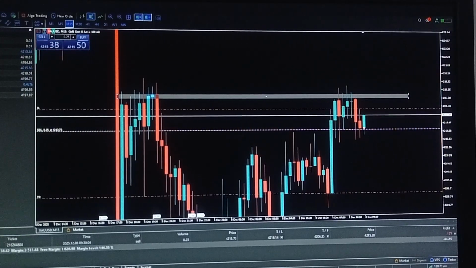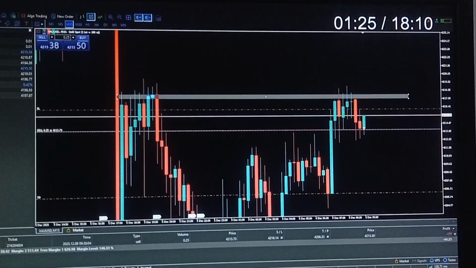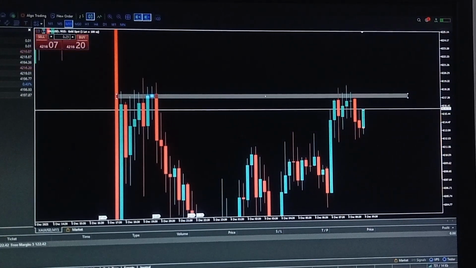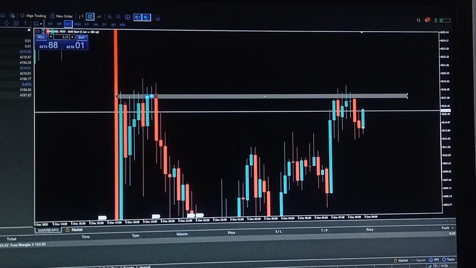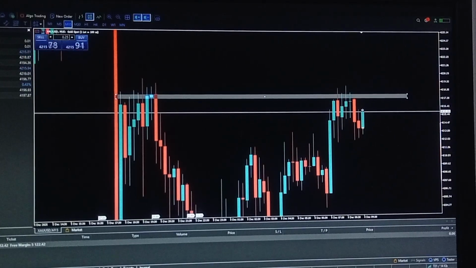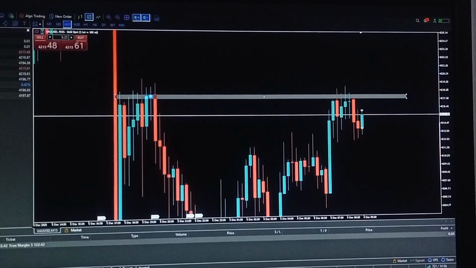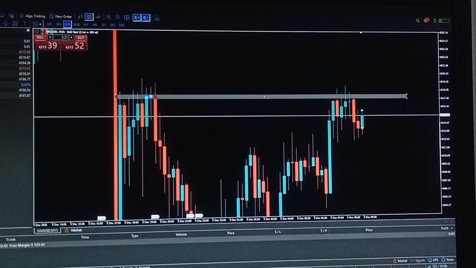It started to move up. At this point, I was losing $44, and then it started to retrace more. It took out my stop loss, and I lost this trade. I lost around $60 in this trade. It took my stop loss, and after taking my stop loss, what happened? You can see over here.